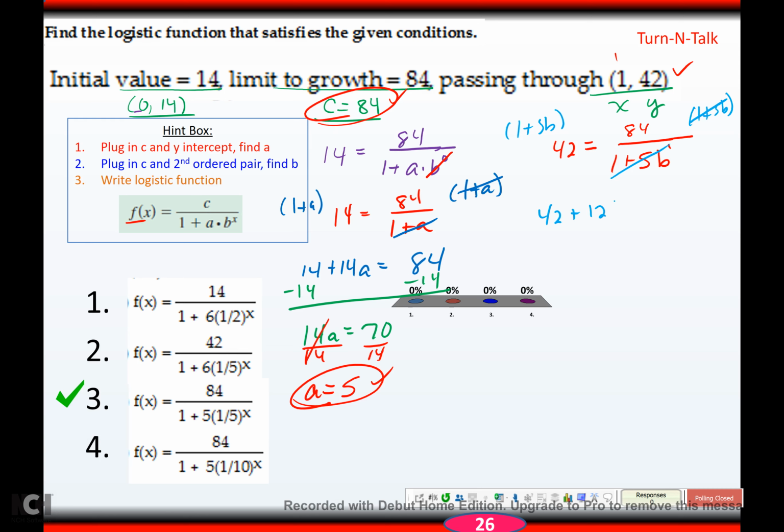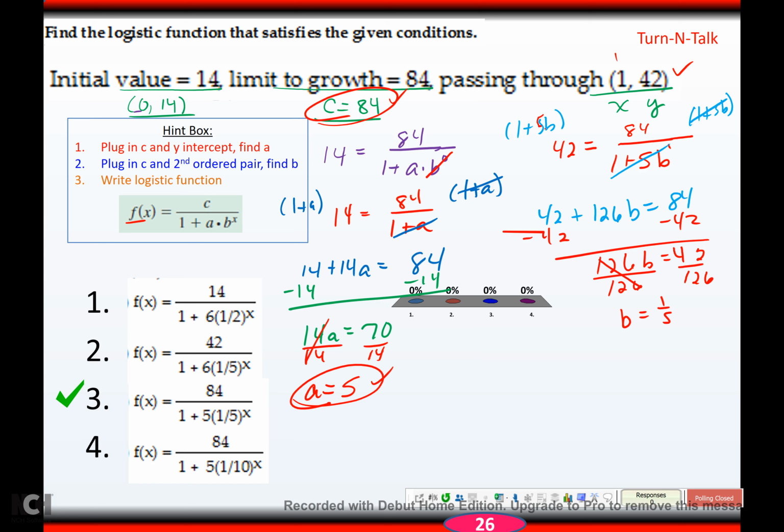I get 42 plus 126b equals 84. Now to solve for b, I'm going to subtract 42, I get 126b equals 42, divide by 126, and I get b equals 1/5. Let me check. 42 divided by 126, no, I get 1/3. What the heck? Let me look. What did I do? Why are they getting 1/5 and I'm getting 1/3? Oh, that's a 5, not a 3. Oh, good grief.